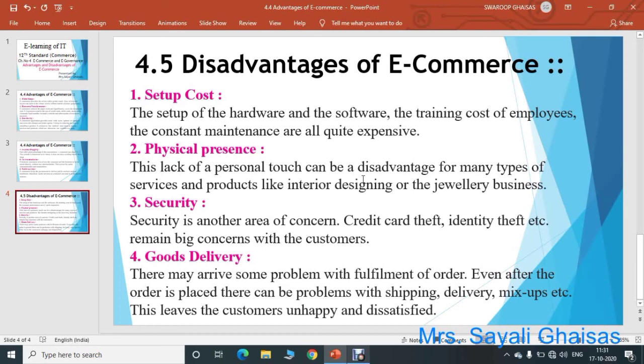So today we have discussed advantages and disadvantages of e-commerce.